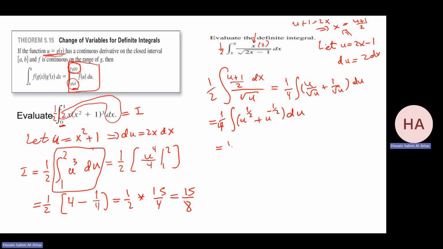So that gives me what? 1 over 4. I add 1, that will be 2 over 3 u to the power... Oh, I forget one thing. I did not take the limits of integration. You know what? Sometimes you can do the integral and then substitute at the end. Usually the way we do it, we change the limits of integration during the process, but let me do it this way this time.